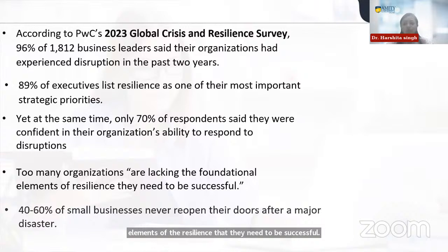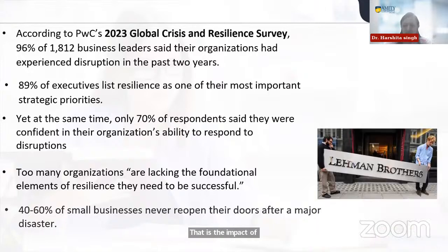Particularly for my startup friends who are sitting here and listening to me right now, 40 to 60% of small businesses never reopen their doors after a major disaster. So if you're not prepared with a BCMP in place, you are going to be getting out of the business. That is the impact of business disruption.